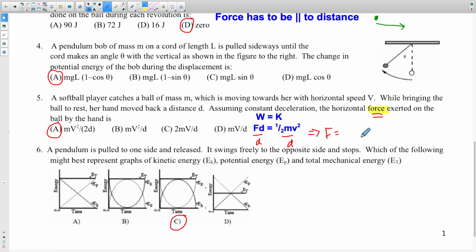And now the 1/2, just remember that you can put it all in the numerator, but that doesn't really make sense. When we do it, we really split it up like this, that's 1/2. And we have our mv squared on the numerator, and we have our distance on the denominator. And so if we look at our options, that is option A.